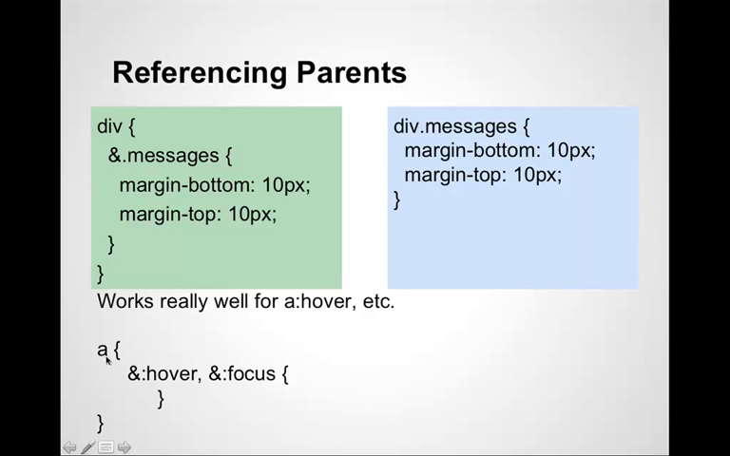So you can do a and then referencing the parent. Let's say that you have nesting of like 3 levels. When you use the ampersand, it will inherit the whole tree. So you can do some pretty complex stuff.